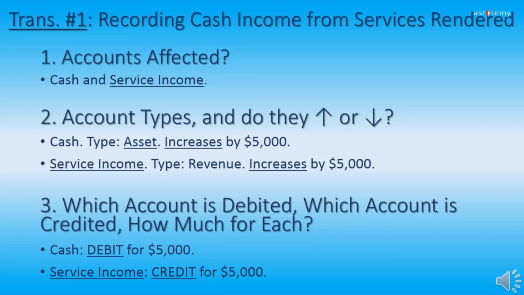Cash is an asset type. It increases by $5,000. Service income is a revenue type. It also increases by $5,000. Step 3. Which account is debited, which account is credited, and how much for each? Cash will be debited for $5,000. Service income will be credited for $5,000. On the next slide, we actually go through and talk about the journalizing of Transaction 1.